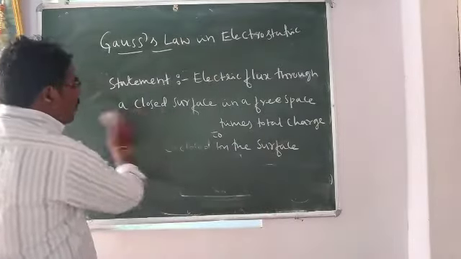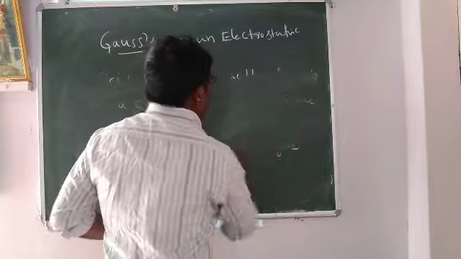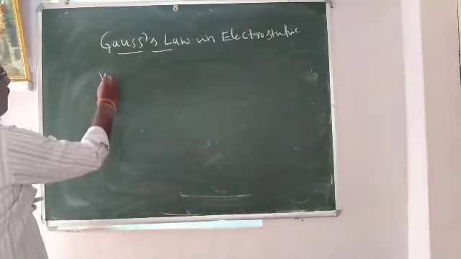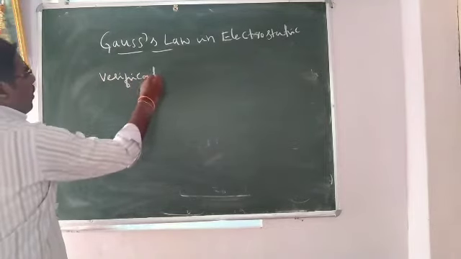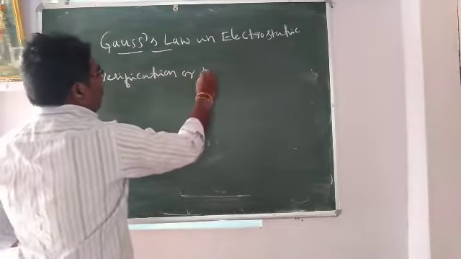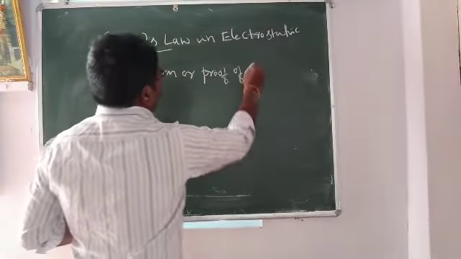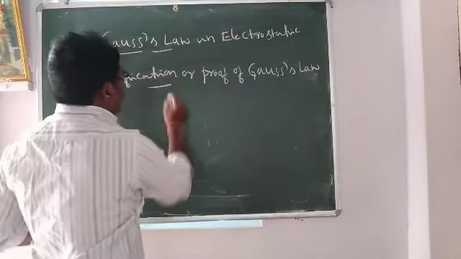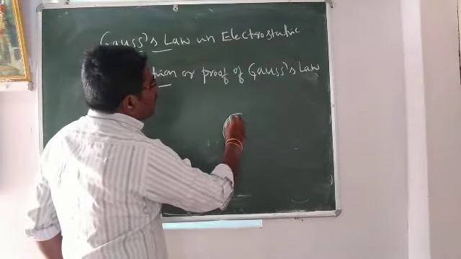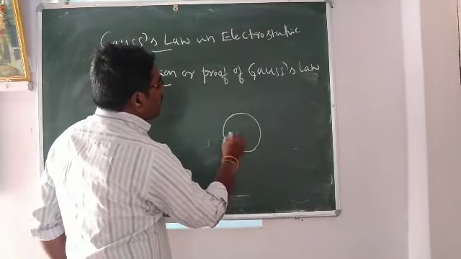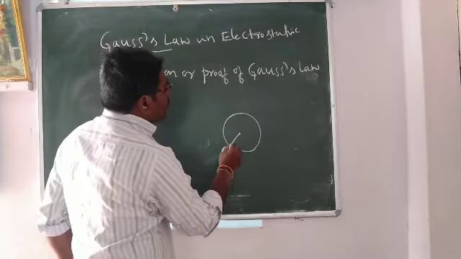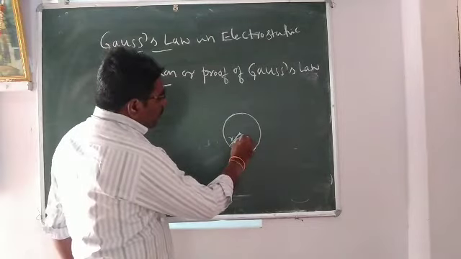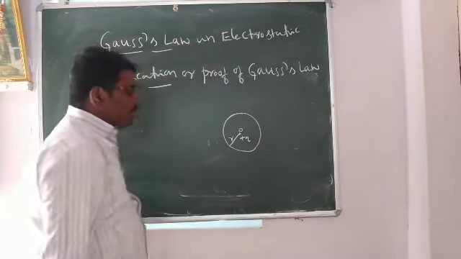Next, verification or proof of Gauss law. How to verify? We consider a small sphere of radius r, when charge Q is enclosed at the center of the sphere.